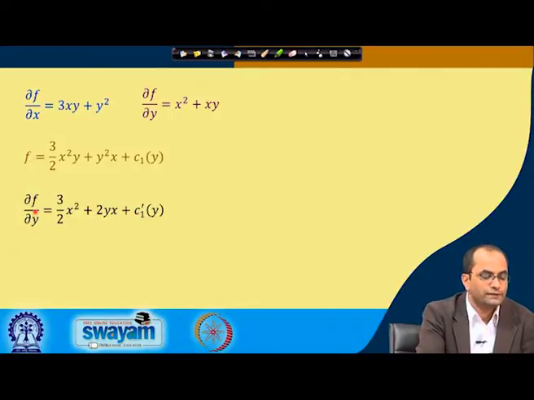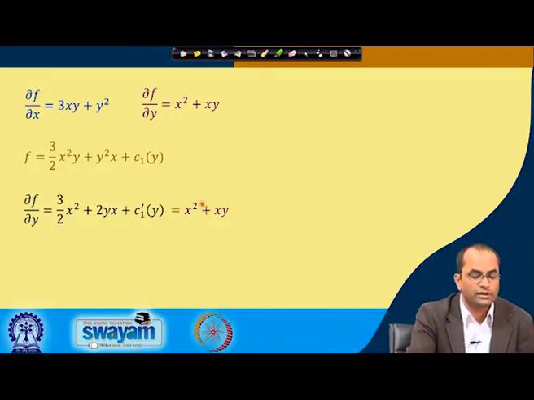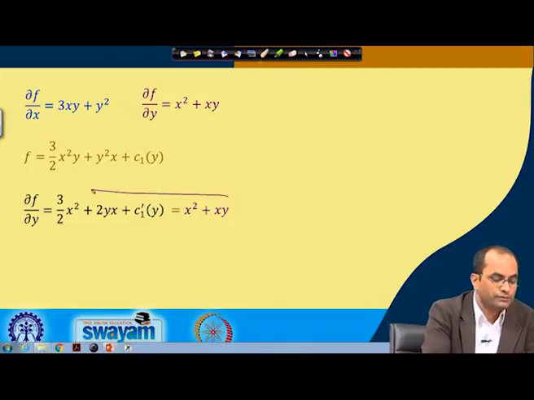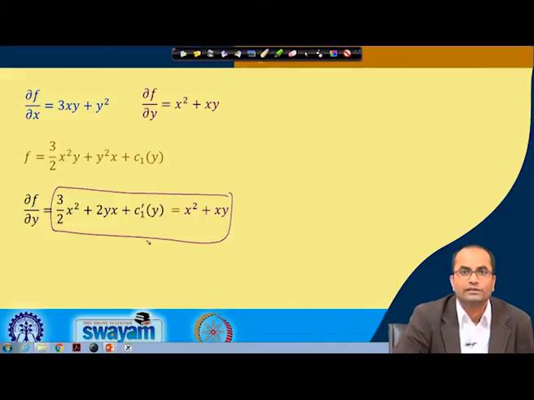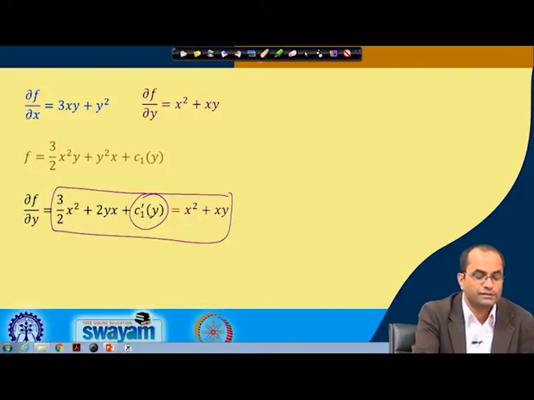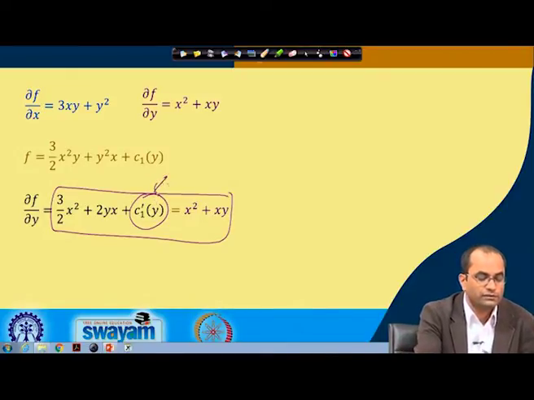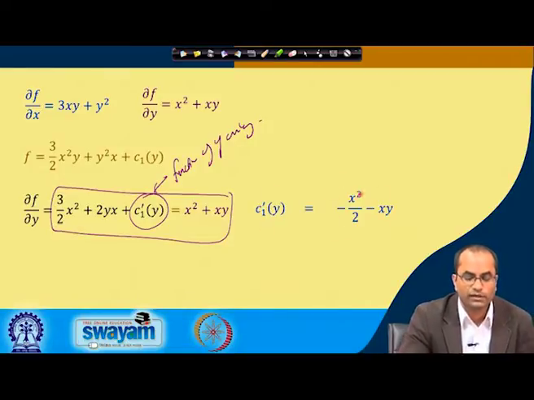Once we differentiate with respect to y, we will get 3 by 2 x square, here 2yx, and then c1 prime y. And now, we equate this to x square plus xy. On equating, last time if you remember, we got c1 prime y as a function of y, and then we integrated. So, this c1 prime y is the ordinary derivative of c1 with respect to y. It is a function of y only. But when we equate here, what are we getting now? c1 prime y is equal to this minus x square minus xy.